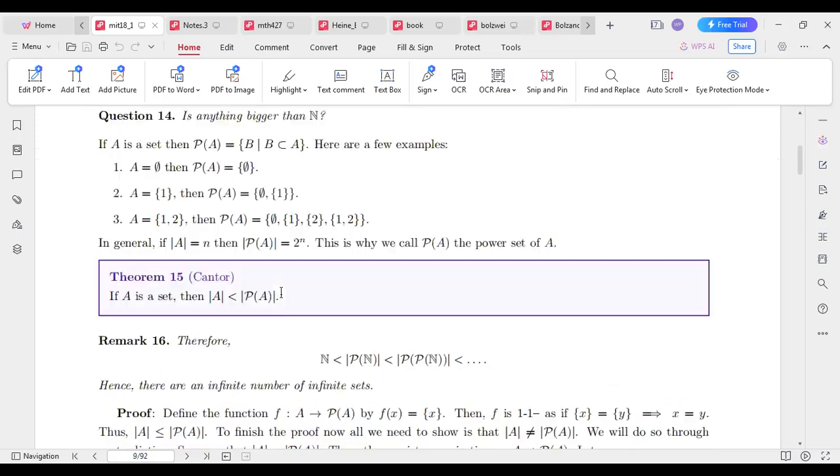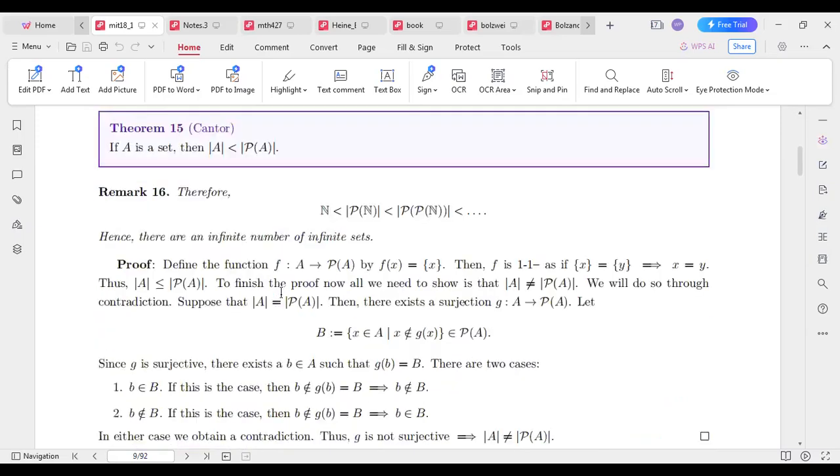Now, Cantor's theorem. If A is a set, then the cardinal of the set A is less than or equal to the cardinal of the power set of A. Therefore, the cardinal of the natural numbers is less than the cardinal of the power set of the natural numbers, which is less than the cardinal of the power set of the power set, and so on. Here there are an infinite number of infinite sets. Now we can prove this Cantor theorem.